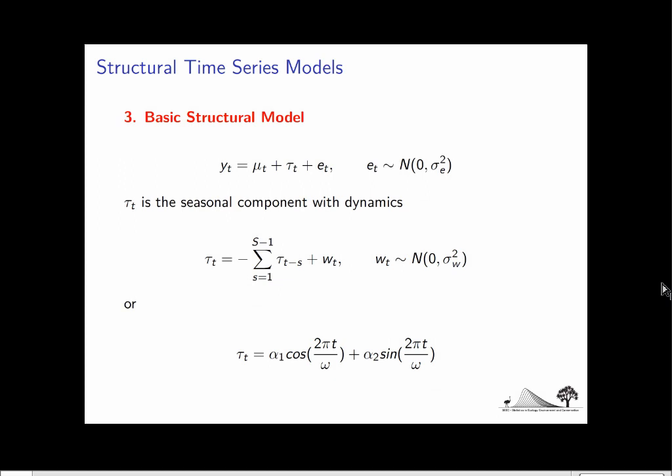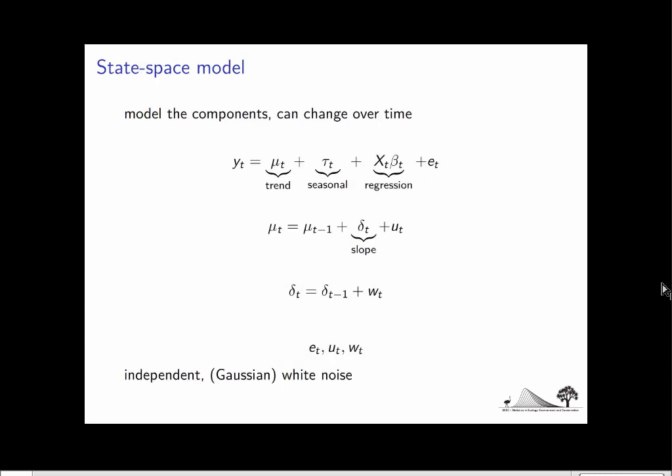The state-space model is exactly the same, but you decompose the observation into a mean component, a seasonal component, a regression component, and error terms. And then you can take each of these terms and model them further: how do they change over time? For example, the mean can change over time, the slope coefficient, the seasonal effect, and the regression coefficients can all change over time. Then you can make it very, very flexible. And usually you're assuming that the error terms are independent white noise.